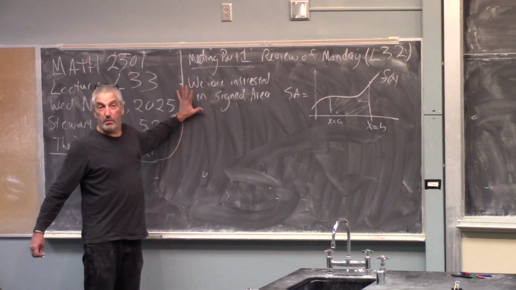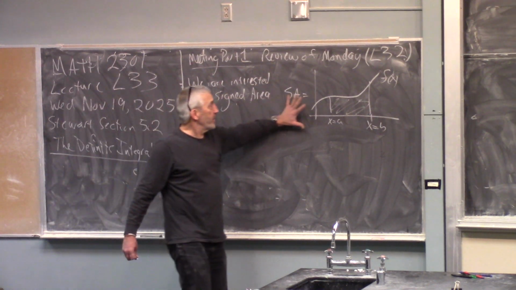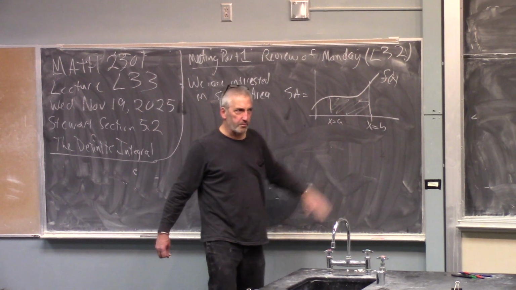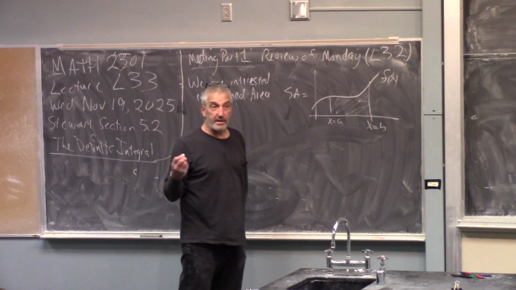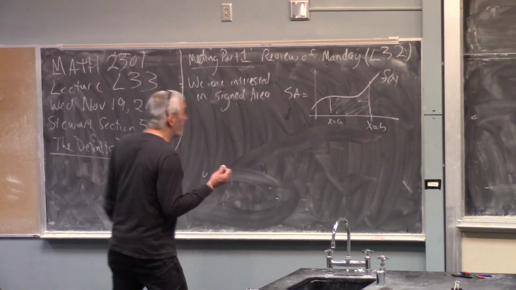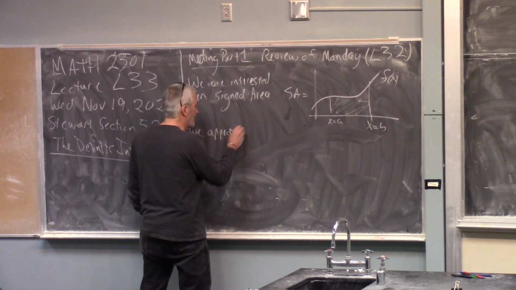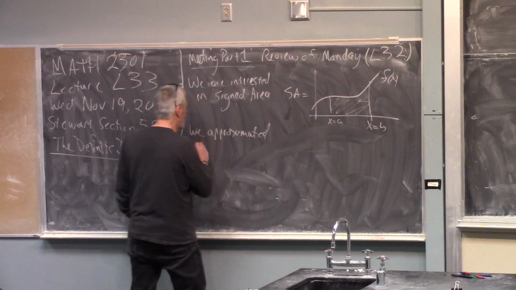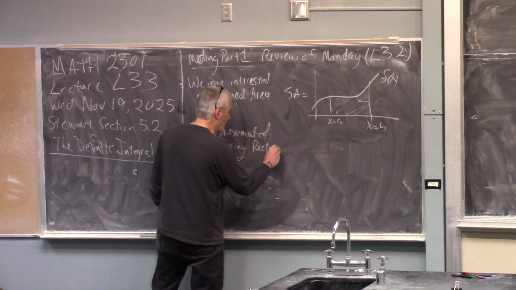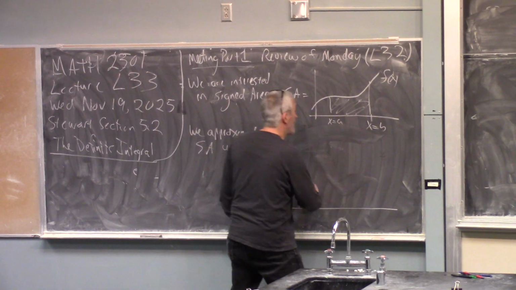Meeting part 1 is a review of what we did on Monday. Monday we were discussing signed area. We are interested in this weird thing, the signed area between a graph of a function and the x-axis, from x equals a to x equals b. We don't have a definition of what signed area even means, and we didn't have a definition of a way to compute it. But we thought about approximating it. So we approximated SA using rectangles.